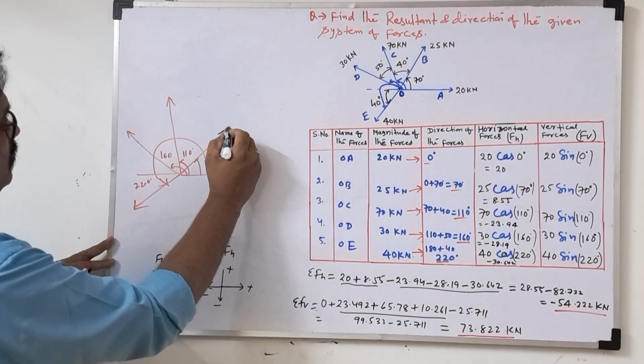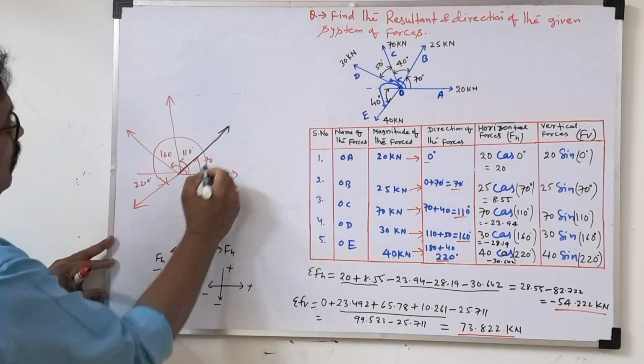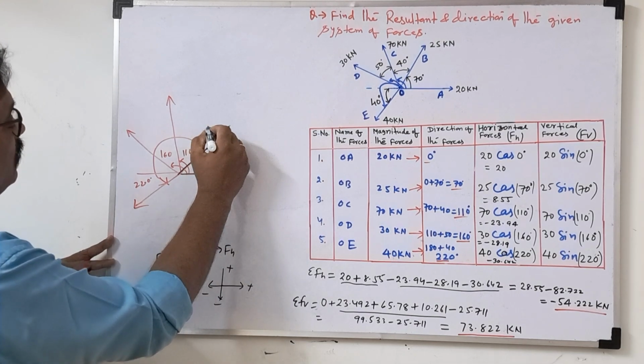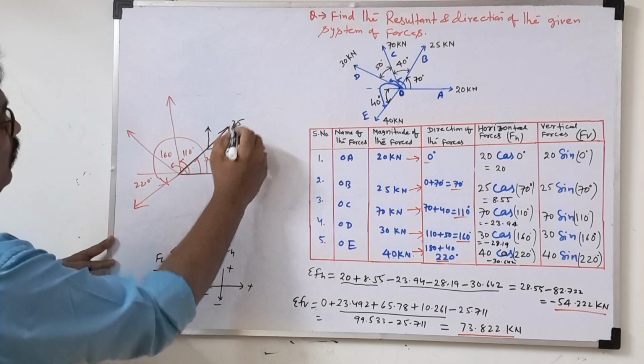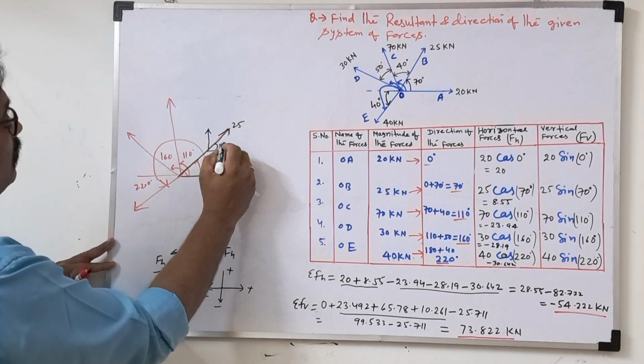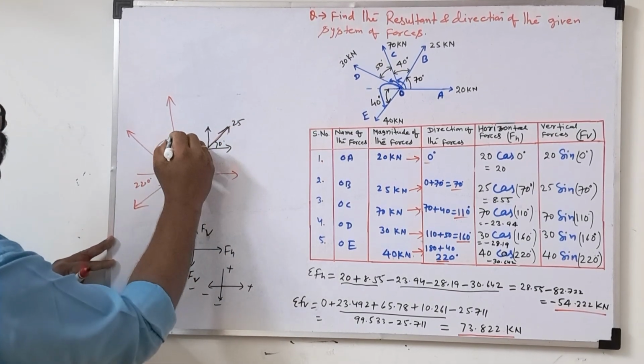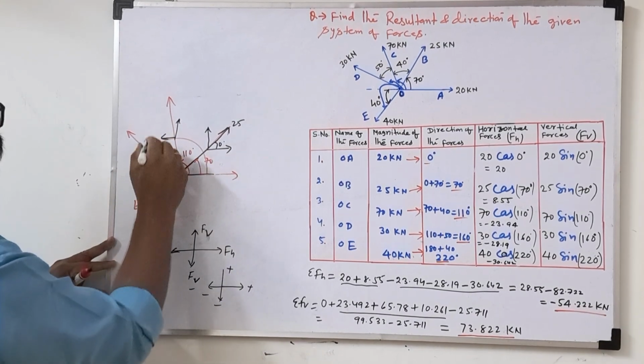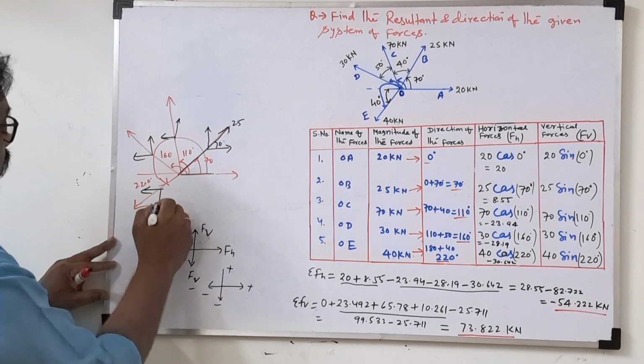Resolve means, suppose this inclined force is there. It will resolve with respect to horizontal: draw one line and a mutually perpendicular one. This is the resolution of the 25. This angle is 70, this also 70. Similarly, you have to resolve this vertical angle.